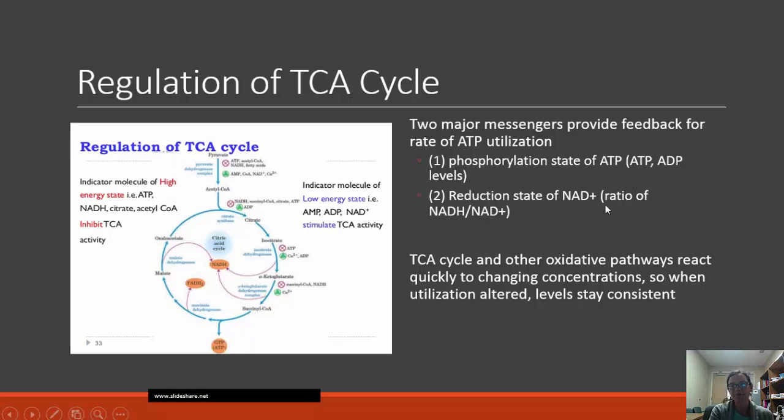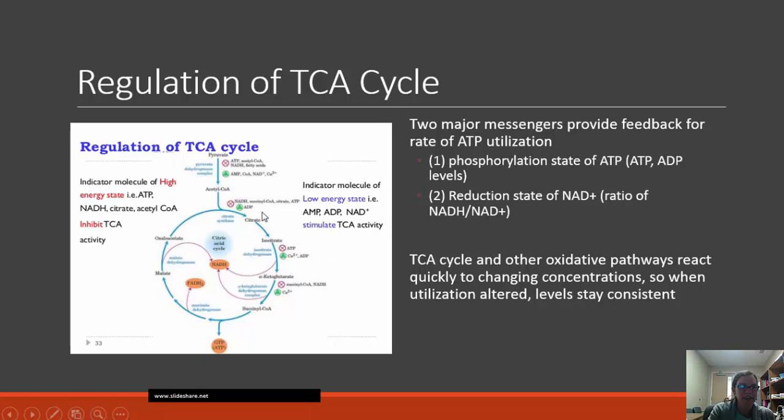And our other messenger is our concentration of NADH to NAD+. So our reduced NAD to our oxidized NAD. And it's the exact same thing as with the ATP. If one of our products is NADH, and we have a lot of NADH in our cell, then our cell is going to say, okay, don't make any more NADH. I've got to take care of this NADH I've got. Let's slow down the TCA cycle.